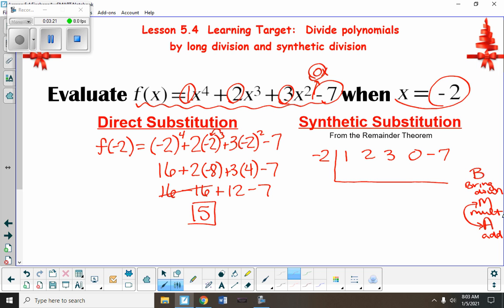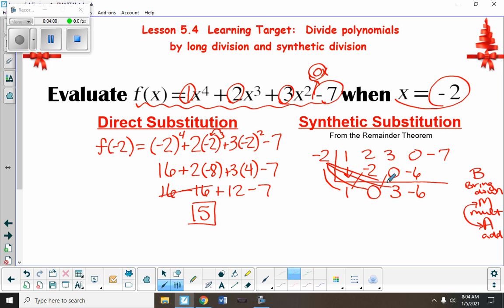So step 1, bring down. You bring down the first number, and then you multiply it right there with the negative 2. And you write the answer here. So negative 2 times 1 is a negative 2. And then you're going to add. 2 minus 2 is 0. So multiply, add. Now we go back to the step right here, multiply. So we're going to take negative 2 times 0, and that gives us a 0. And then you add. Now we're going to go back and multiply, so you have a negative 6, and add.